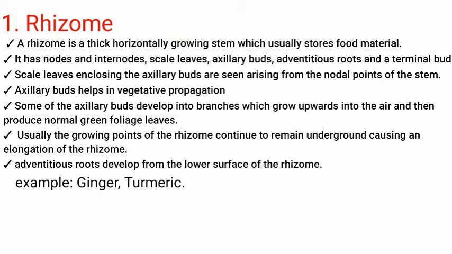Some of the axillary buds develop into branches which grow upwards into the air and then produce normal green foliage leaves for photosynthesis. Usually, the growing points of the rhizome continue to remain underground, causing an elongation of the rhizome. Adventitious roots develop from the lower surface of the rhizome, for example ginger and turmeric.